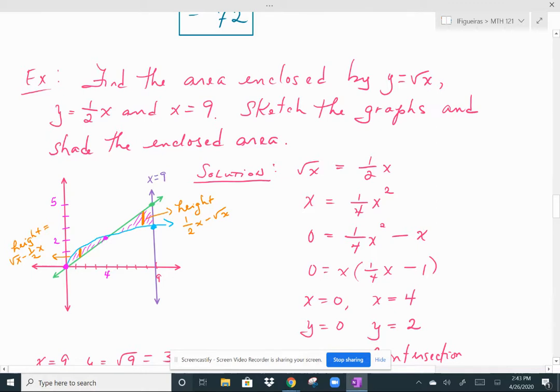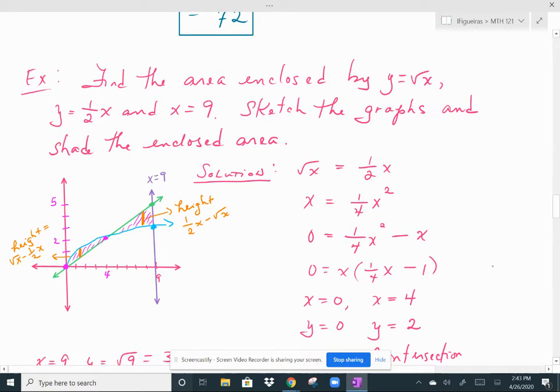So just like previous examples, I want to know where the square root of x and 1/2 x intersect. So because I have a radical, I square both sides to give me the next line, x equals 1/4 x squared. So that tells me I have a quadratic equation, so I set it equal to 0. So that's the third line here. Then you can factor out an x. That leaves us with x times 1/4 x minus 1. Set each factor equal to 0, and you get that x is equal to 0 and x is equal to 4.